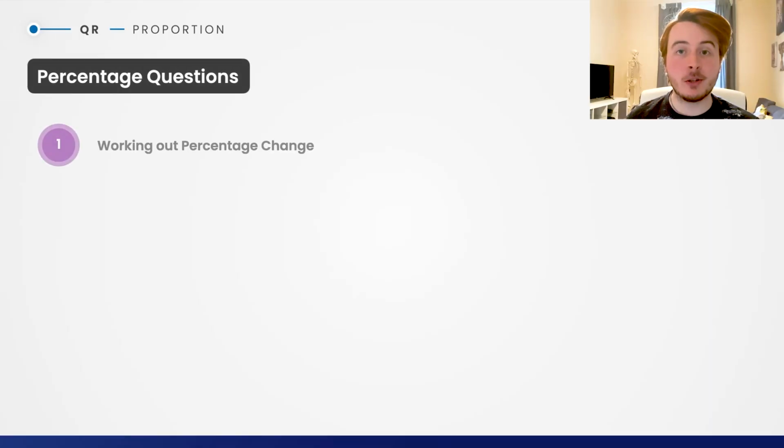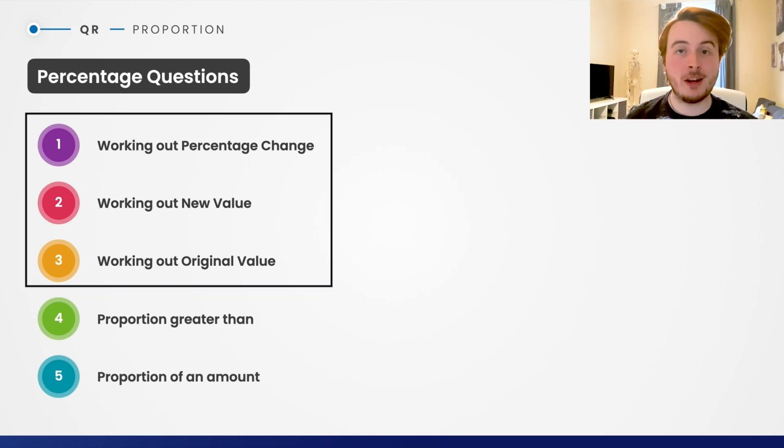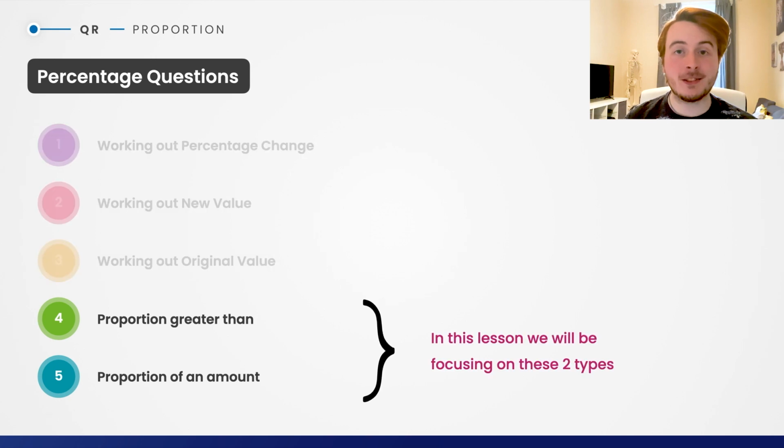From our previous video, you'll probably remember we discussed that there are 5 different percentage questions. The first 3, working out a percentage difference, a new value and an old value, we covered in the percentages tutorial. This tutorial is going to focus on those final 2: the proportion greater than, or the proportion of an amount. Those are the ones we're going to cover today.